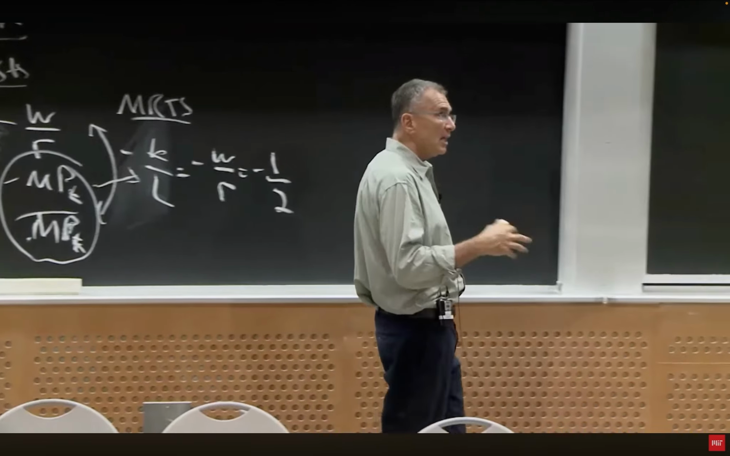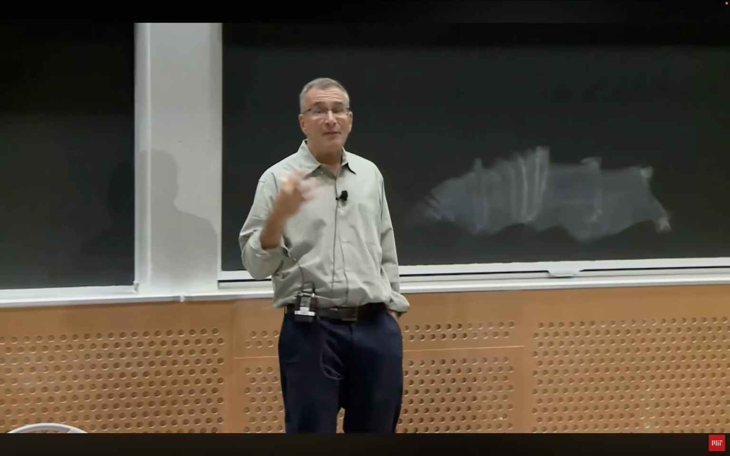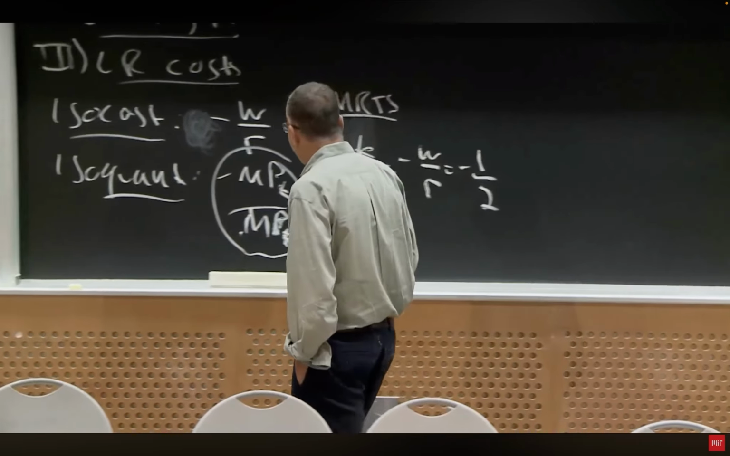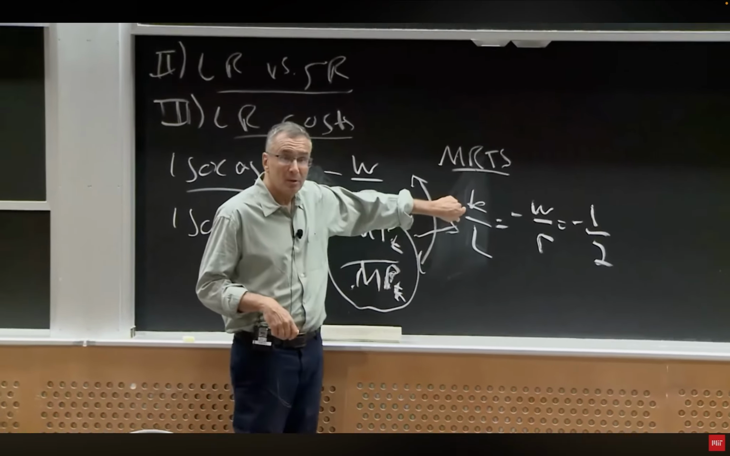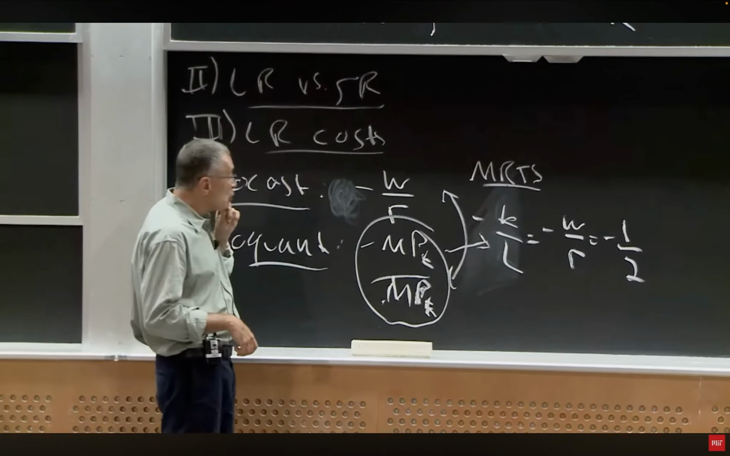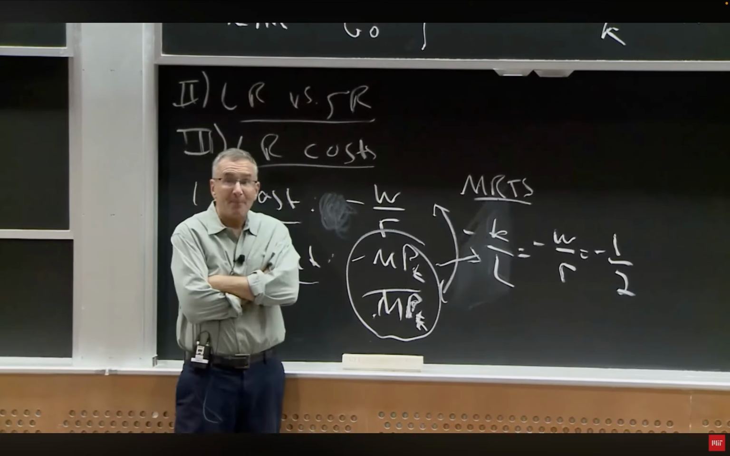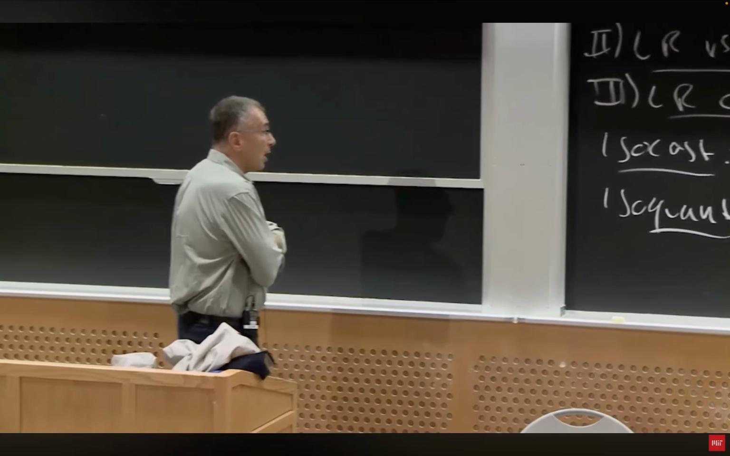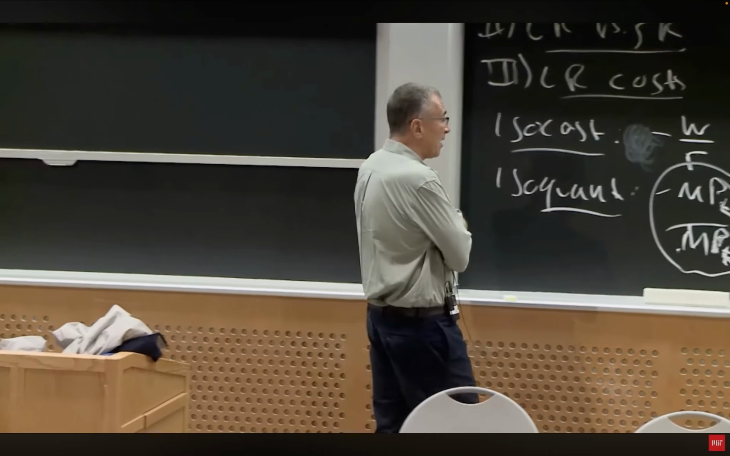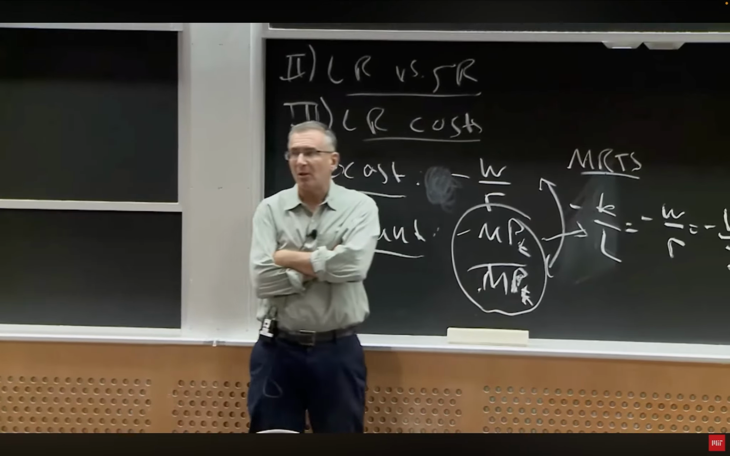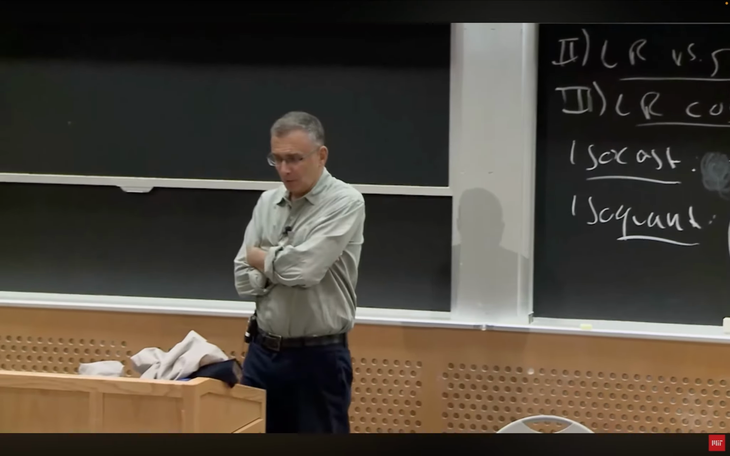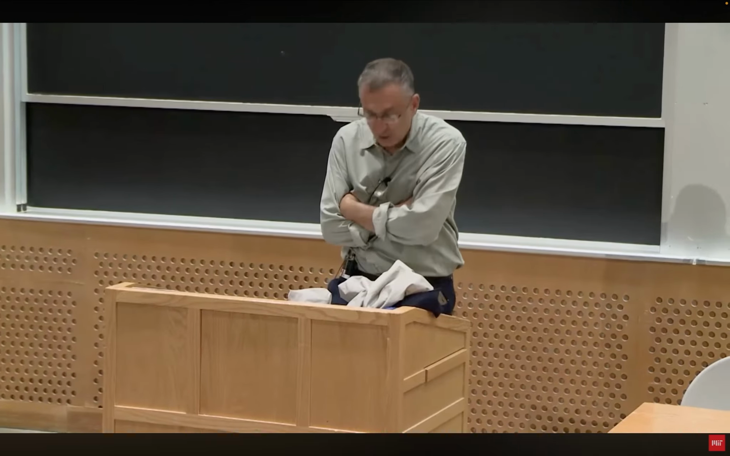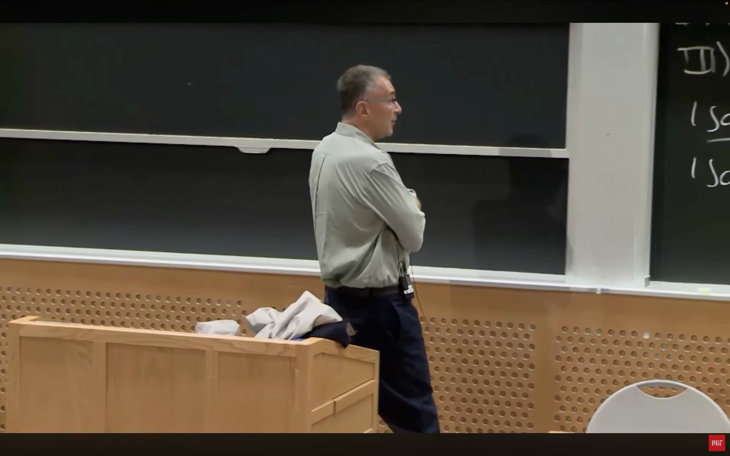The market is telling you it's going to cost half as much to have a worker as a machine. Your technology is telling you that at the point you're at, the trade-off between workers and machines is K over L. So you set those equal. And that gives you the rule that you want in our particular example: K over L is equal to W over R.